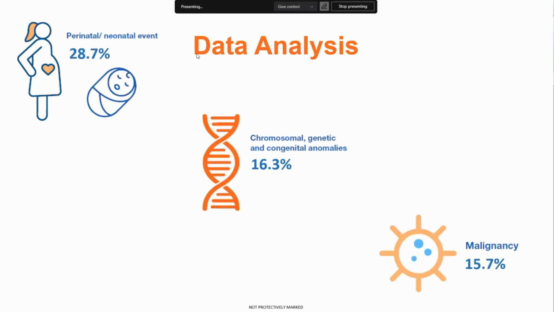So in terms of our data analysis, perinatal and neonatal events account for 28.7% of cases. We had chromosomal, genetic and/or congenital anomalies, which was 16.3%, and then malignancy was the next highest level at 15.7% of cases.